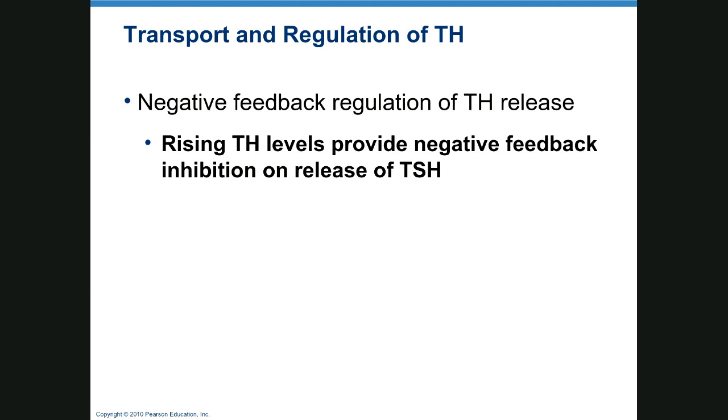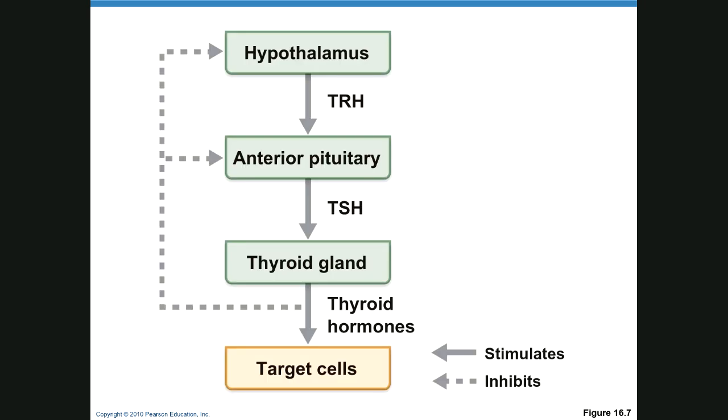Negative feedback: rising thyroid levels inhibit thyroid stimulating hormone. We've got a picture here. First, the hypothalamus causes thyroid releasing hormone to cause the anterior pituitary to release thyroid stimulating hormone, which stimulates the thyroid. Once thyroid hormone gets up to an adequate level, it inhibits both the anterior pituitary and the hypothalamus from producing their products.